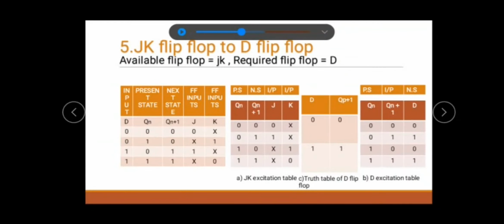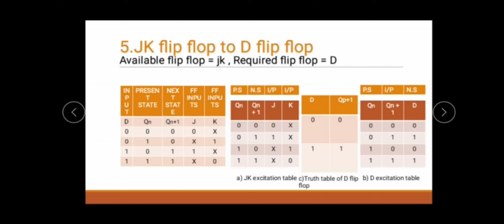Circuit flip-flop. We require a T flip-flop. First, we need to construct the characteristics table of the flip-flop, the flip-flop table, and the excitation table of the available flip-flop, that is the JK flip-flop table. We construct the characteristics table using the D flip-flop table. D is equal to Qn plus 1, that is D is equal to the next state characteristics.